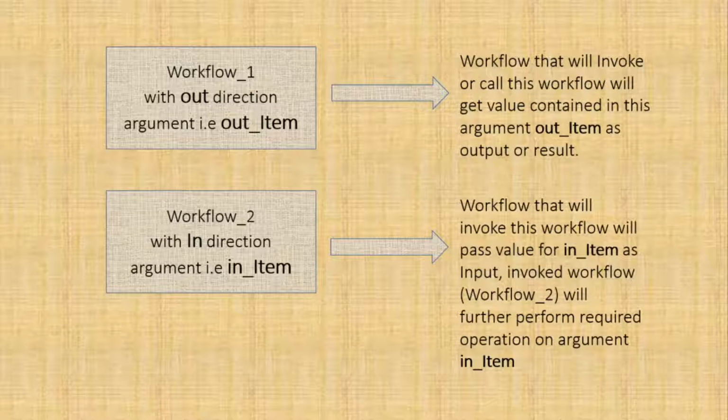The workflow that will invoke or call this workflow will get the value contained in this argument out_item as output or result. Now suppose we have one more workflow, Workflow_2, with an In direction argument, in_item. The workflow that will invoke this workflow will pass a value for in_item as input. Invoked Workflow_2 will further perform the required operation on argument in_item.